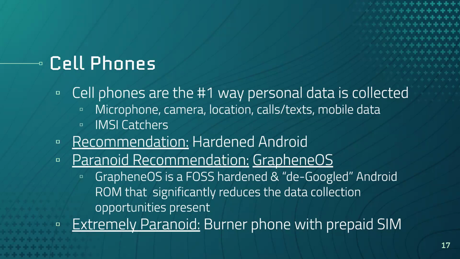The reason being also my paranoid recommendation is Graphene OS. Graphene OS is essentially a full replacement of your Android operating system. It's free and open source, and it's essentially a de-Googled version of Android that significantly reduces the data collection opportunities present on your device. For example, they have removed the Google push notifications, all of the Google services from the device. So there's very little opportunity to phone home, so to speak, to Google.